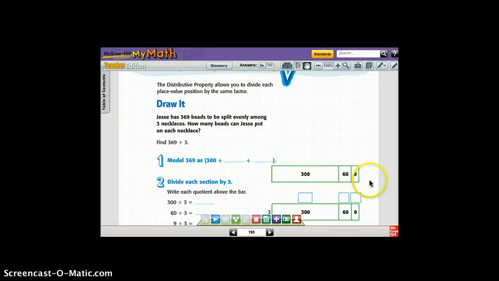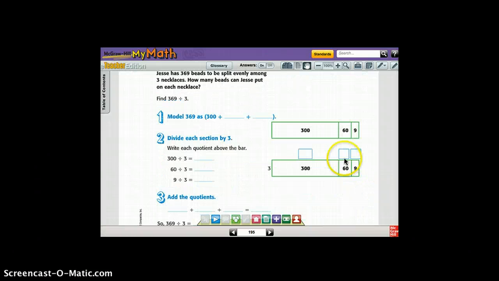So does this box remind you of partial quotients? So we make the box again. We put the 300, the 60, and the 9. And then we have to divide each section by the divisor, 3. So we're going to divide 300 by 3, 60 by 3, and 9 by 3. So remember 300 divided by 3 in our lesson a few lessons ago when we talked about what to do when there's those zeros there.